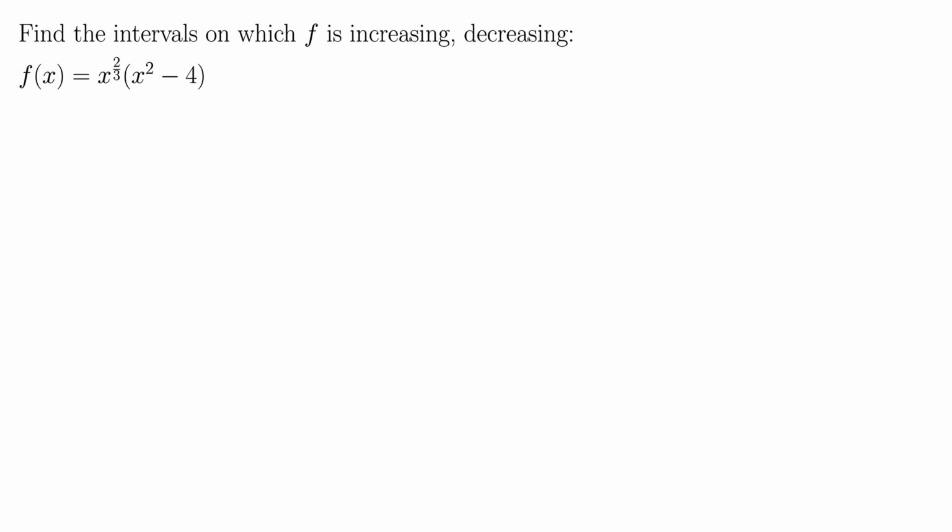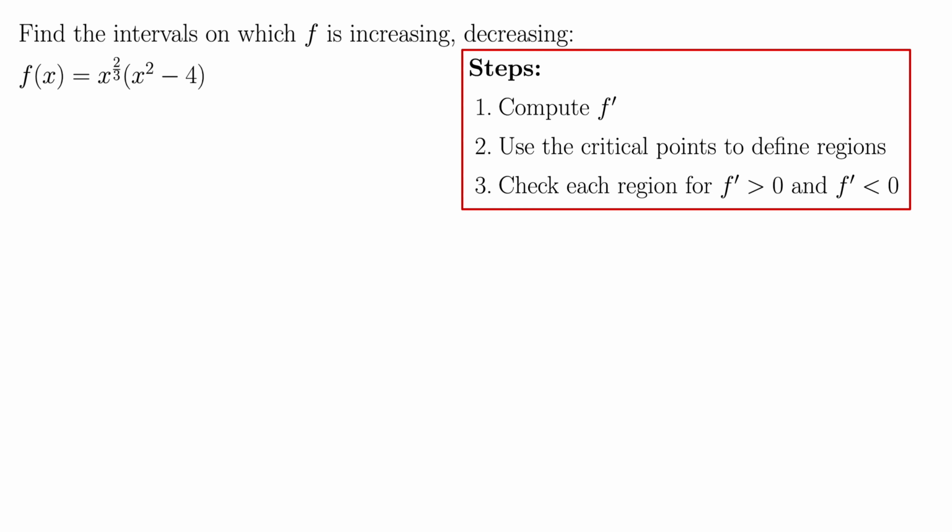In this example, we want to find the intervals on which f is increasing and decreasing, and we're given f of x equals x to the 2/3 times the quantity x squared minus 4. Okay, well, this process will of course involve the derivative, so let's bring up our steps. Step 1 is compute the derivative.